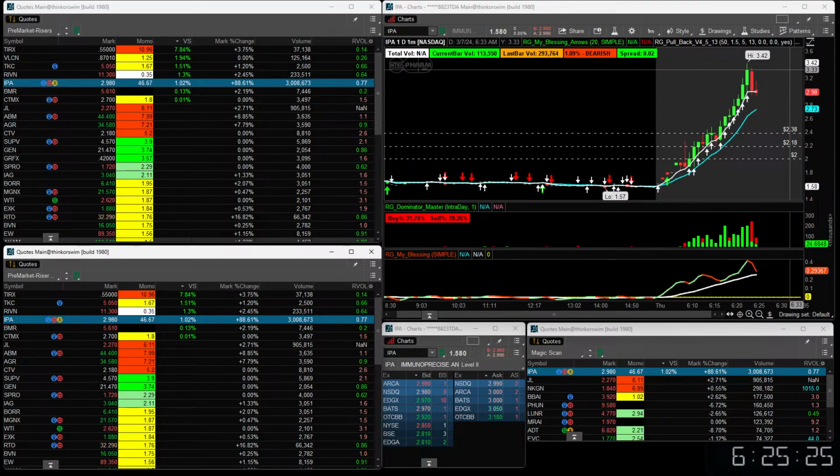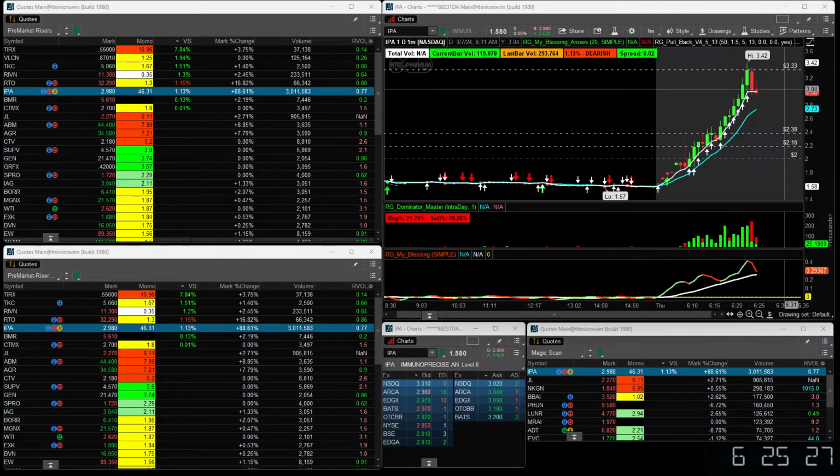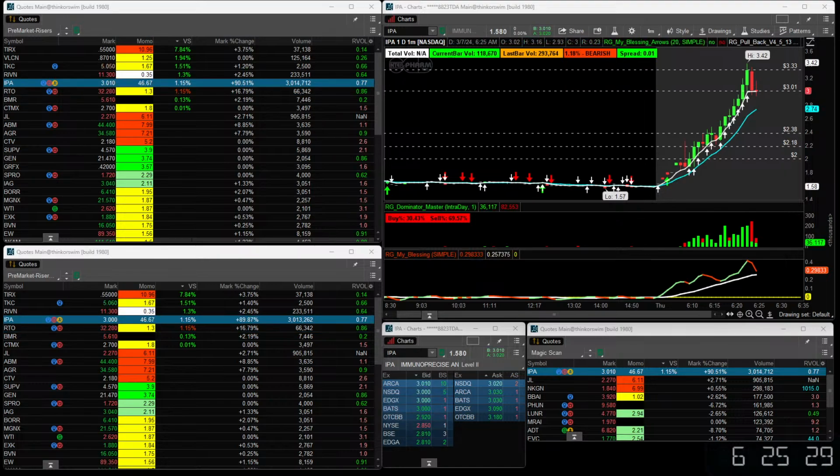I'll mark it out. I don't know if it's going to do it this high. This would be the pullback if it does one at this level.